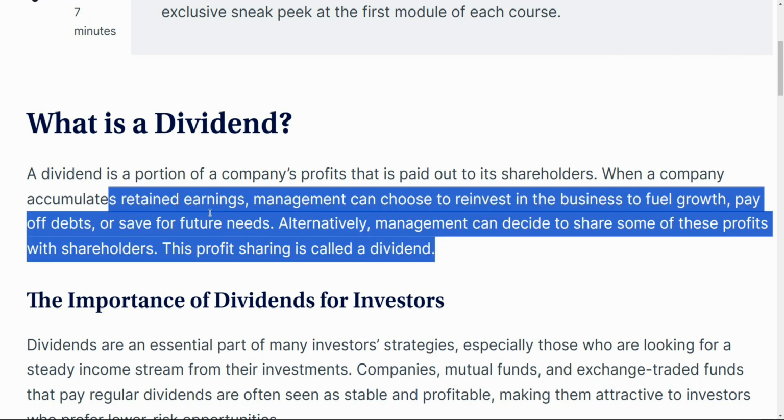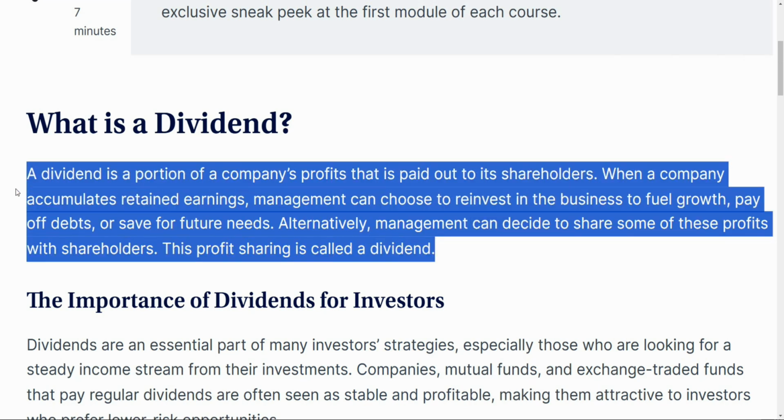And I love this summary here. It is as simple as it can get. A dividend is a portion of a company's profits that is paid out to its shareholders. When a company accumulates retained earnings, management can choose to reinvest in the business to fuel growth, pay off debts, or save for future needs. Alternatively, management can decide to share some of these profits with shareholders. This profit sharing is called a dividend.